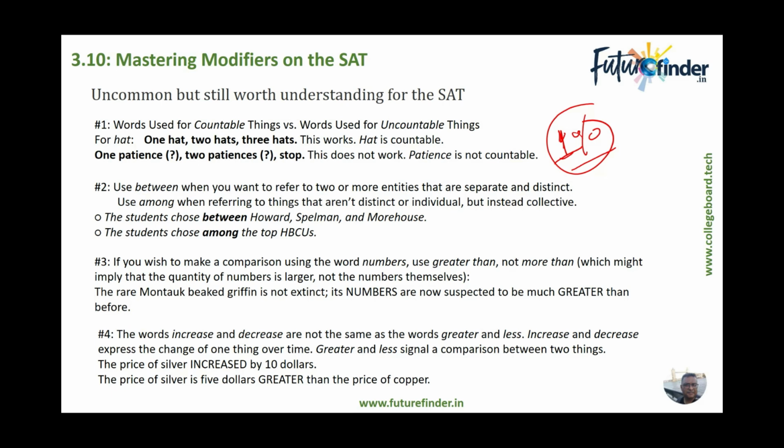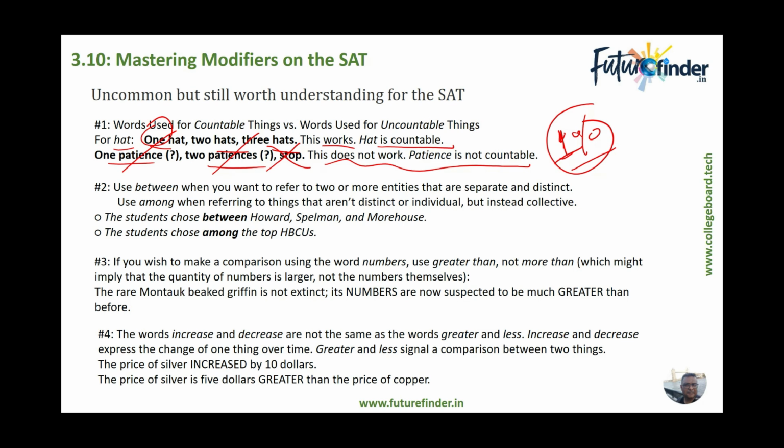Words that are countable are used for things, and words that are uncountable are used for things, right? So for a hat, say 1 hat, 2 hats, 3 hats. This works. Hat is countable. And 1 patience, 2 patience obviously doesn't work. So if you're looking at a word, say 1, anything which is cardinal, it cannot come with things that are uncountable. So this does not work, as patience is not countable.